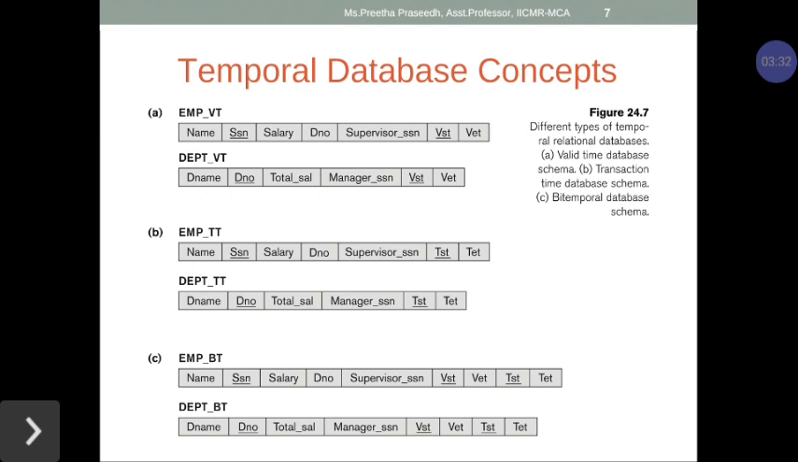And for B, it is a transaction time database. So it is also storing transaction start time and transaction end time. And the third one, that is the combination of both, is the bitemporal database schema. So it is having four columns apart from the normal columns of the table, that is valid start time, valid end time, transaction start time, and transaction end time.